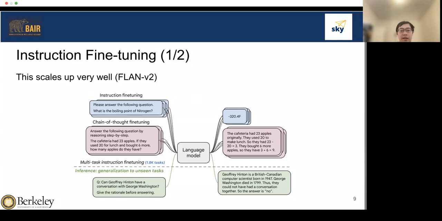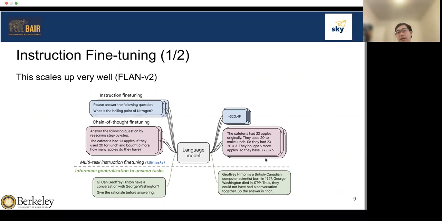they found out that it not only generalizes to tasks that are predefined in your training data set. For example, the chain-of-thought fine-tuning consists of: answer the following questions step by step. The cafeteria has 23 apples. They have used 20 of them for lunch, and then bought 6 more. How many apples do they have right now?